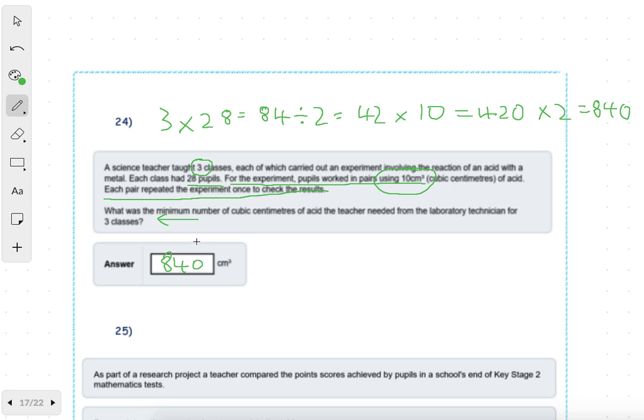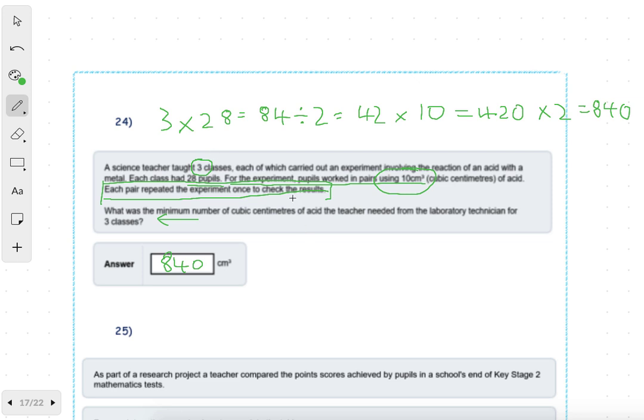Okay, and then what you do is, after you've got this answer of 840, go through it one more time. Start at the beginning and make sure you haven't missed a number. And it's not all just about numbers. This bit here, it's words that tell you that you need to double it, but it says each pair repeated the experiment, so it's the words repeated experiment that means you double it. So you can't just go and look at the numbers.